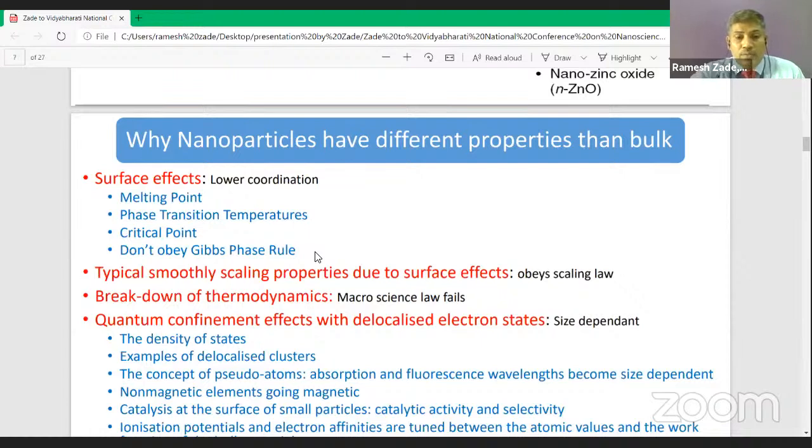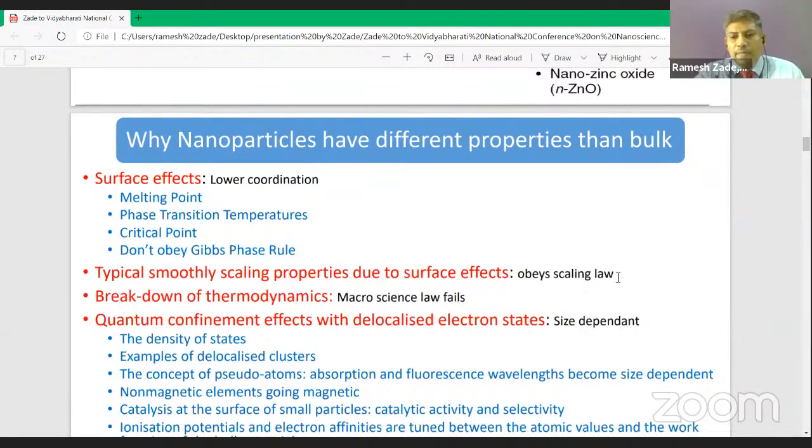So we can say that the rules which are applicable to micro science or macro matter are not applicable. So this is the first instance where the Gibbs phase rule is not obeyed by nanoparticles. Secondly, the typical smoothly scaling properties due to surface effect.